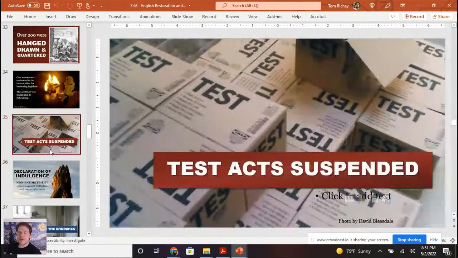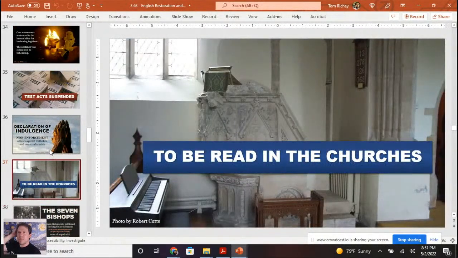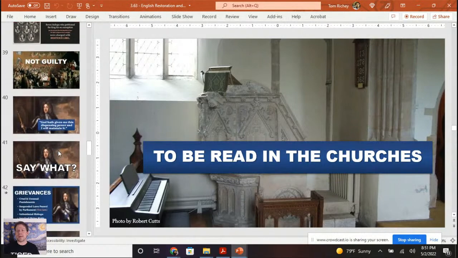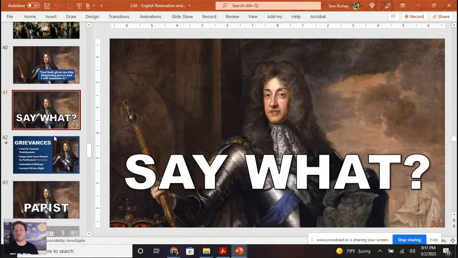And so basically James II suspends the Test Acts. He issues another declaration of indulgence that he's not going to enforce laws against Catholics and nonconformists. And he says this has to be read in the churches. Basically, he wanted this declaration read in the Anglican churches so that people sitting in the pews know that they don't have to be there. He was challenged by bishops. James says, God has given me this dispensing power and I will maintain it. Sounds a lot like the divine right of kings.